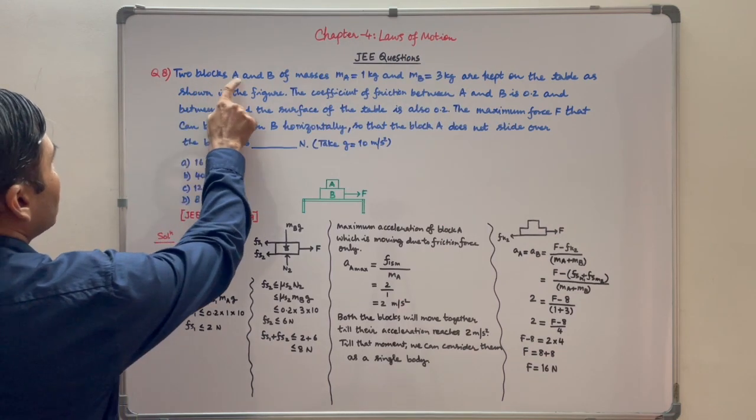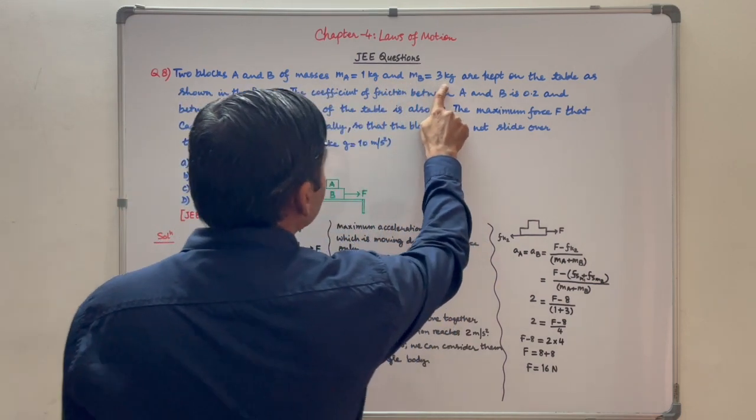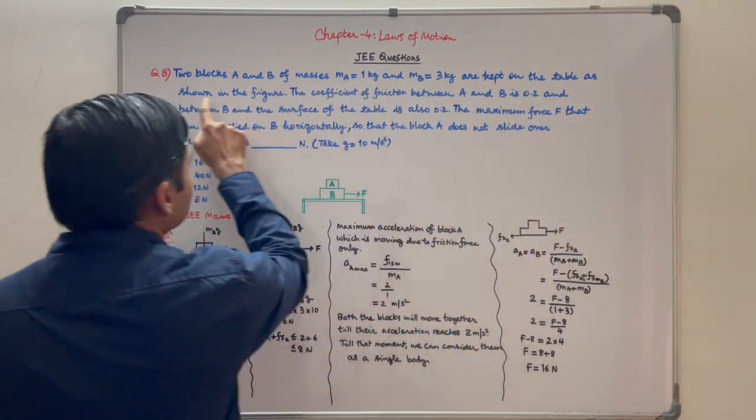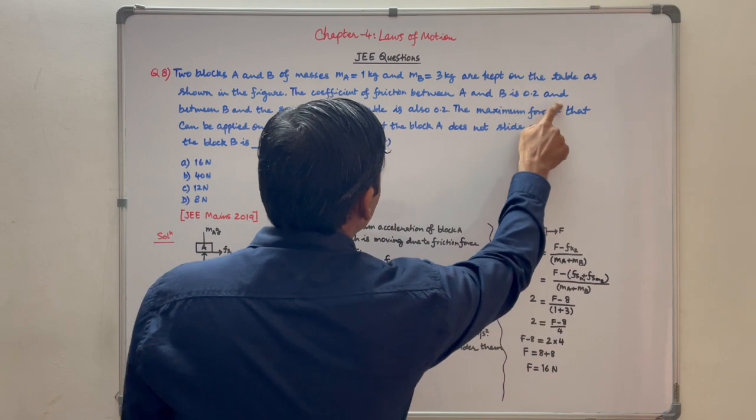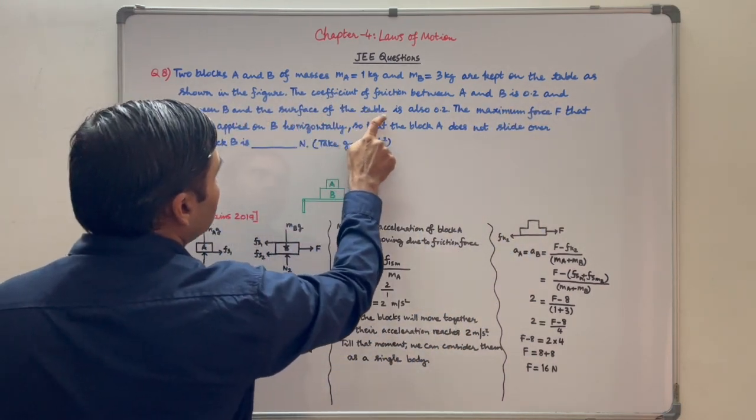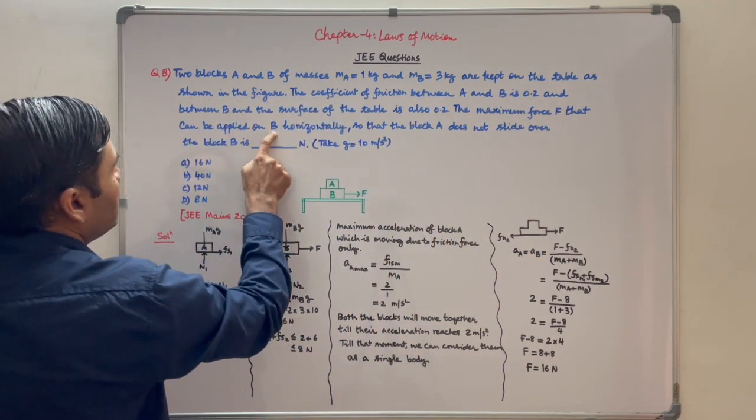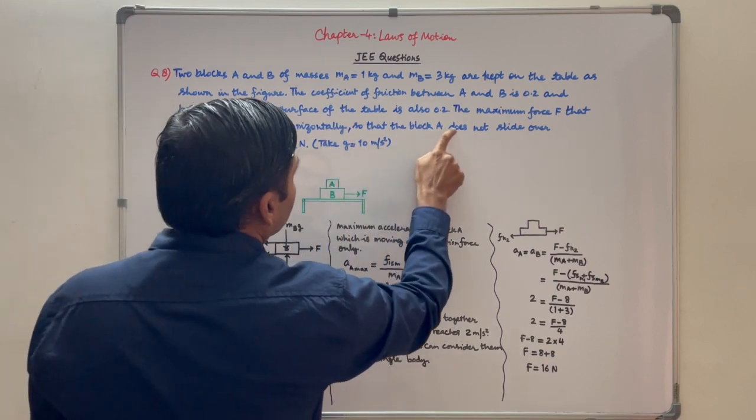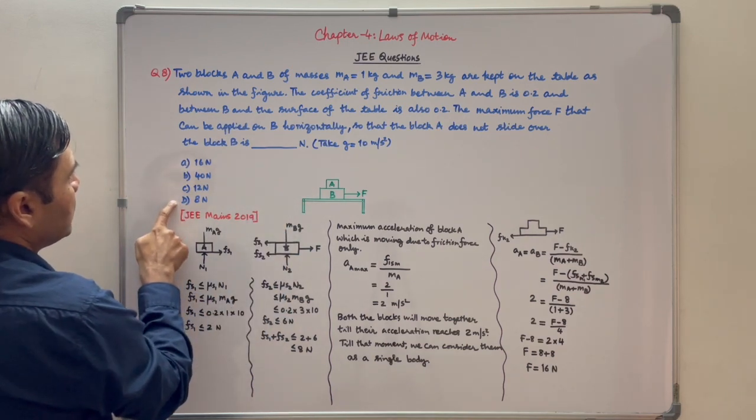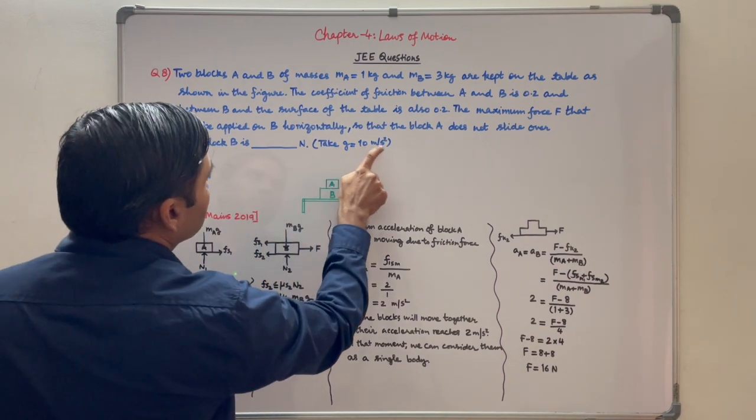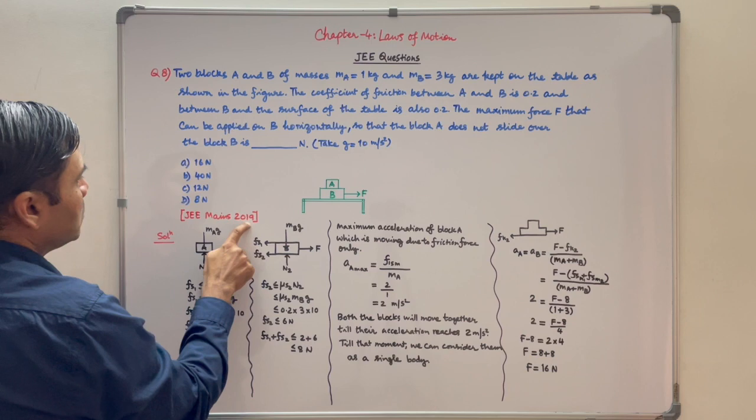Eighth question, two blocks A and B of masses Ma is equal to 1 kg and Mb is equal to 3 kg are kept on the table as shown in the figure. The coefficient of friction between A and B is 0.2 and between B and the surface of the table is also 0.2. The maximum force F that can be applied on B horizontally so that the block A does not slide over the block B is dash Newton. These are the options given. Take g is equal to 10 meter per second square. This is the figure given. This question appeared in JEE Mains 2019.